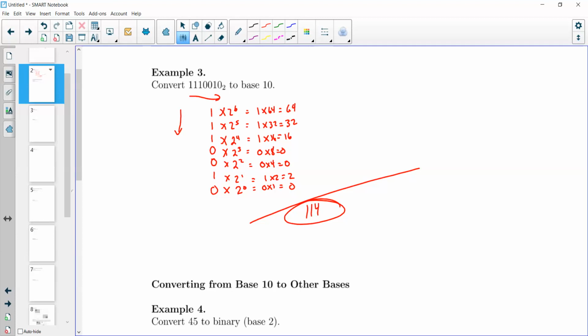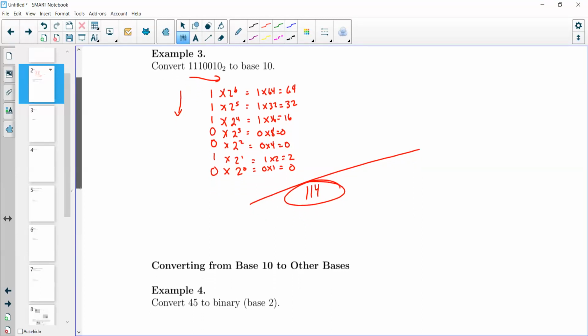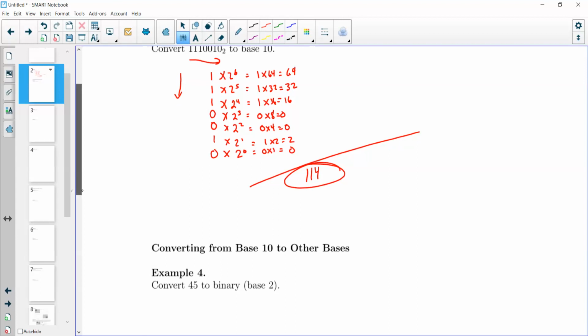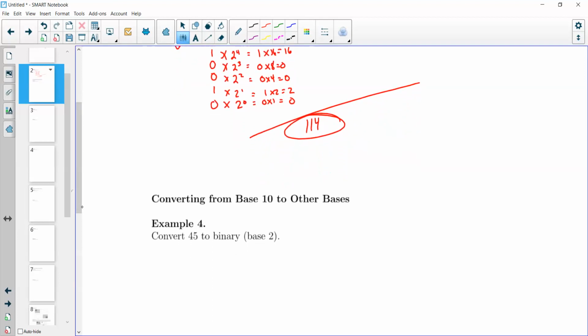So any questions about going from base 2 to base 10? So what about going the other way? Everybody got it? So we're going to convert 45 to binary.